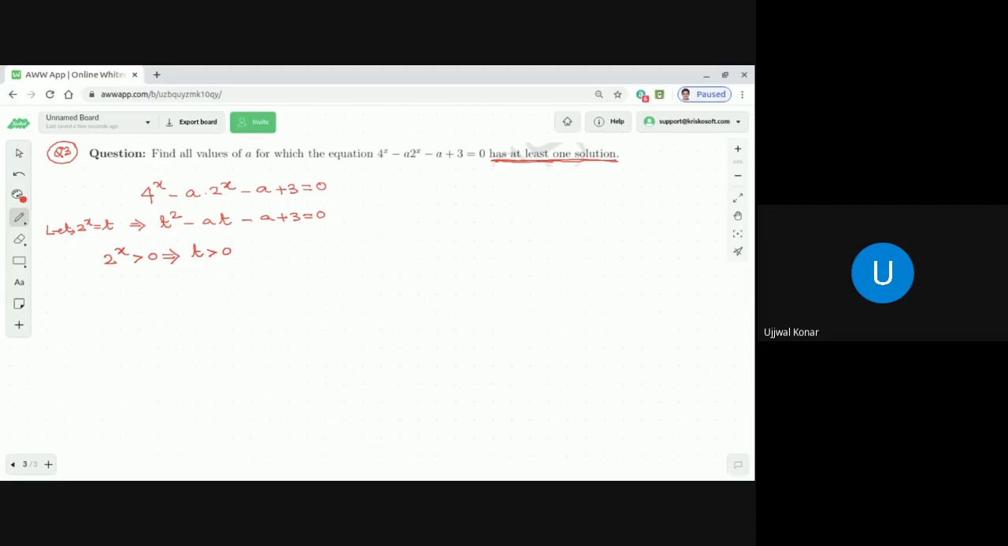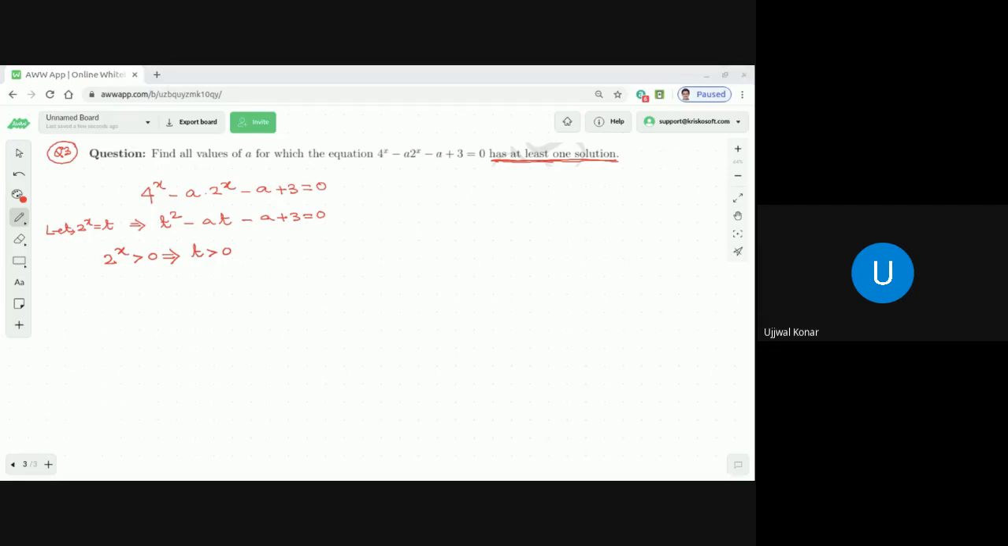So the equation should have a positive root, right? At least one positive root. Why at least one positive root? Because it may be possible that the equation has both complex conjugate roots. Possible? Correct or not? Or it can have both the positive roots. Correct. So, how to solve that one?